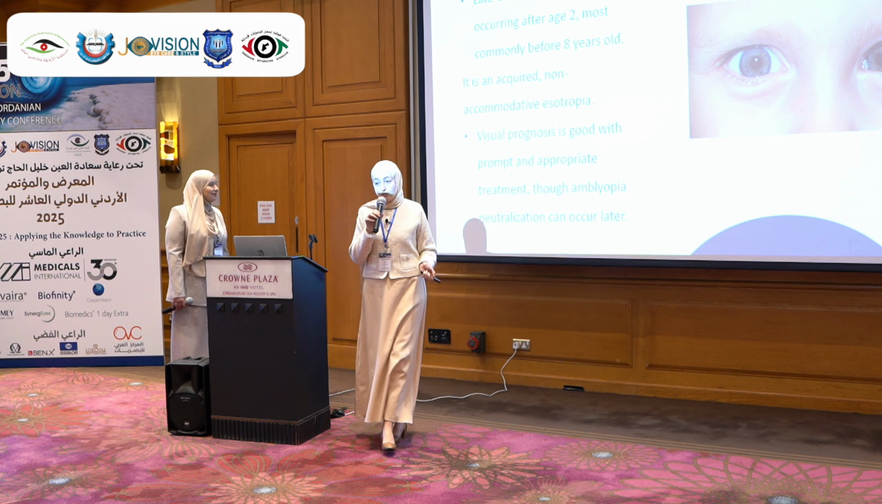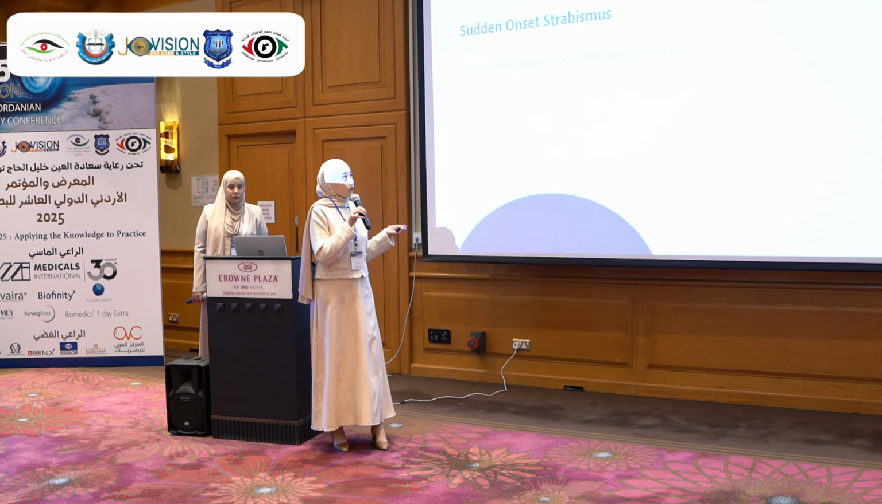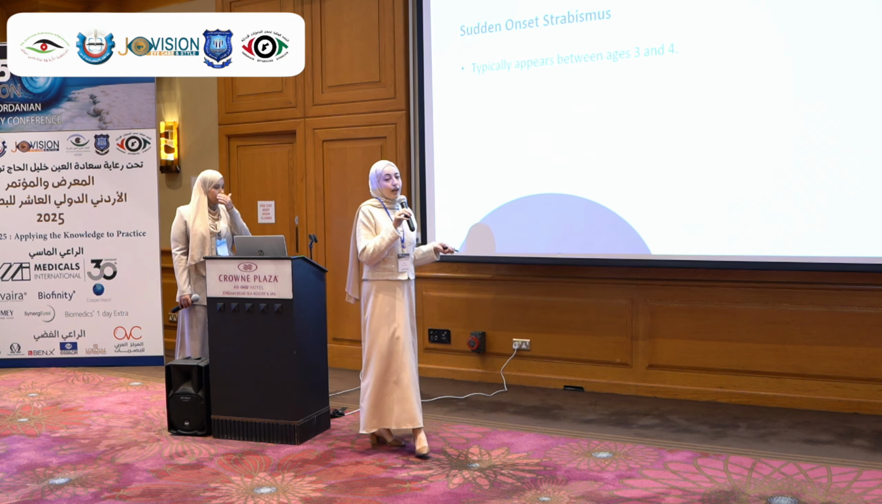Passing to the clinical presentation. This case of strabismus appears suddenly between the age of 3 and 4, and it is also triggered by many factors such as illnesses and psychological stress. However, this condition may start intermittently before becoming constant.